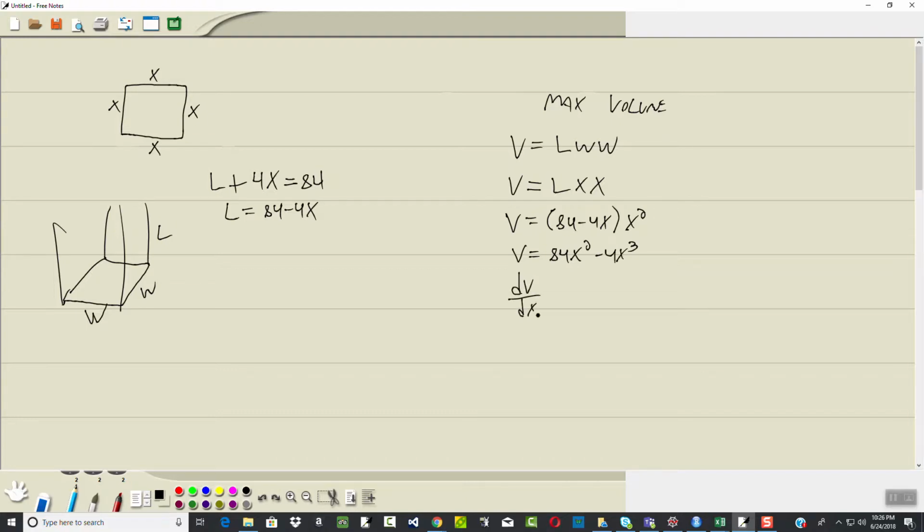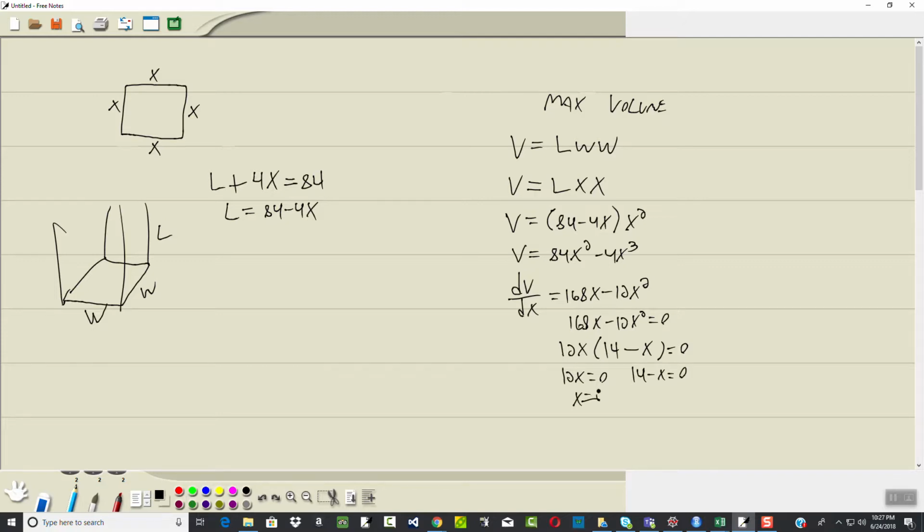If I multiply that through, I get 84x squared minus 4x to the third. For a minimum or maximum, you always take the derivative. So that gives us 168x minus 12x squared. Set that equal to 0. Factor out, is that divisible by 12? Yes, it is. So factor out a 12x, and that gives us 14 minus x. Set 12x equal to 0, and set 14 minus x equal to 0.